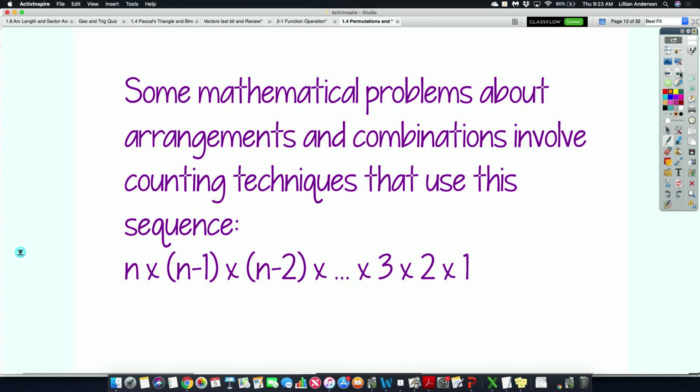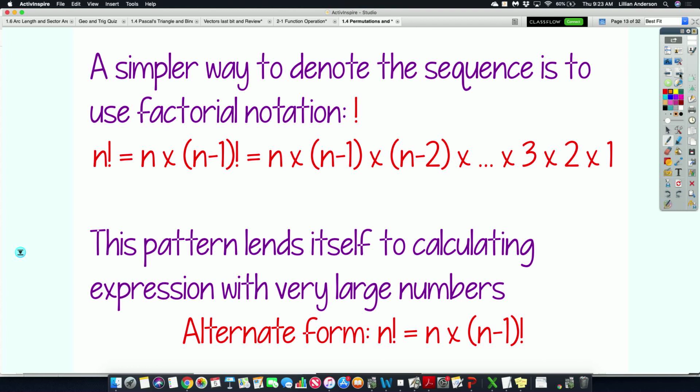Okay. So, some mathematical problems about arrangement and combinations involve a counting technique that uses the following sequence, which is n times n minus 1 times n minus 2, so on and so forth, until you get to 3 times 2 times 1. Okay? What this basically represents, and this exact same thing is on the next slide, is used with factorial notation. Factorial notation is the exclamation point that you see highlighted in red.